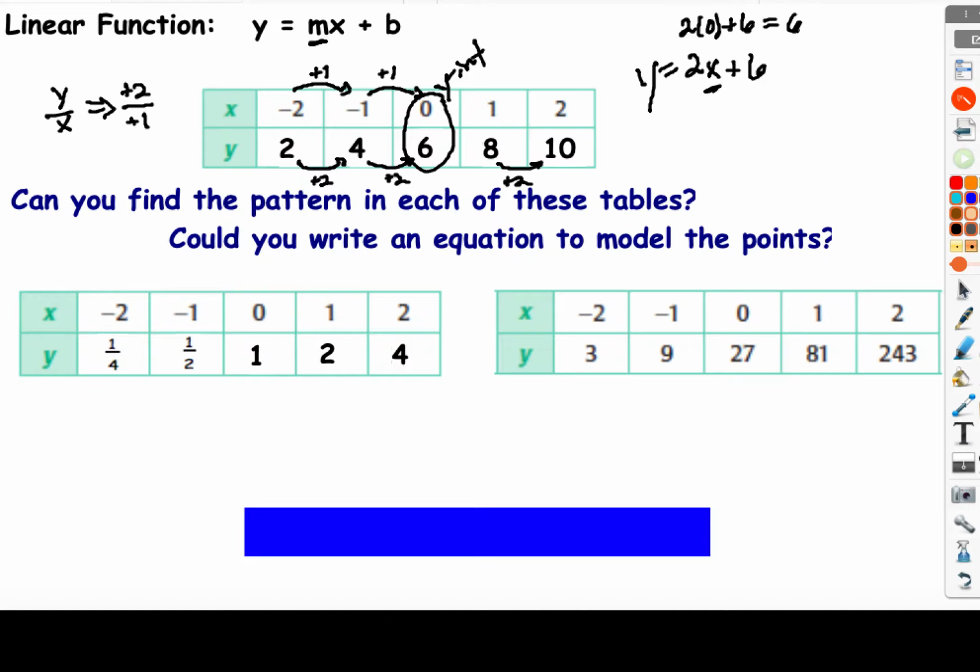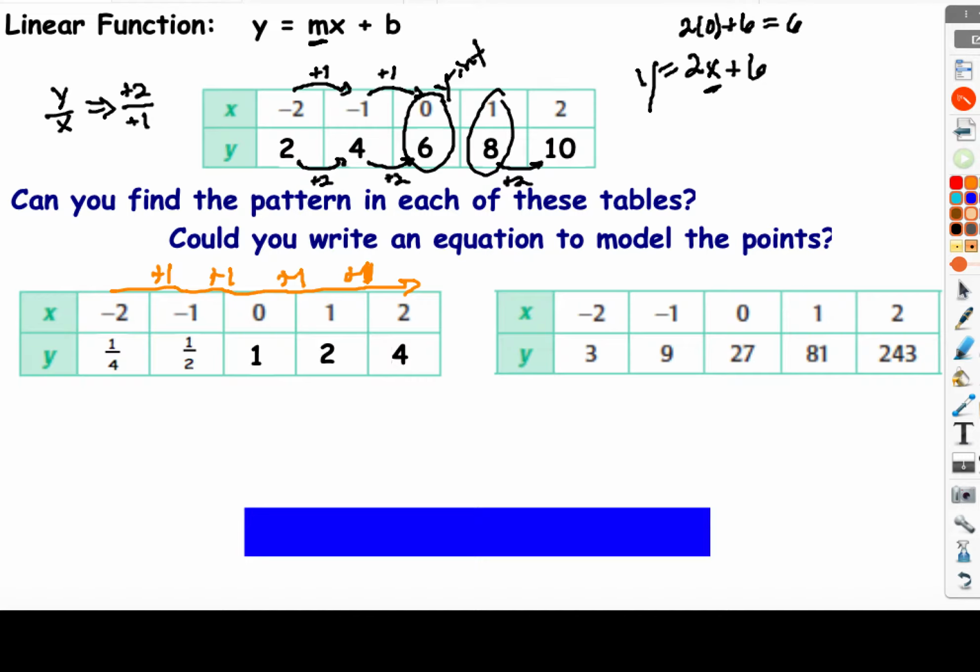Or when we plug in 1, 2 times 1 is 2, plus 6 is 8. So we get all the right x values and y values all matched up. Well, for an exponential function, that's going to be a little bit different. So notice we're still going up as we go along here, +1, +1, +1, +1. We're still going up by 1 on those x values.